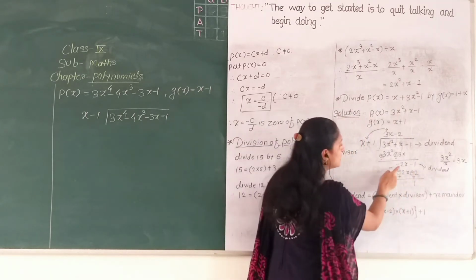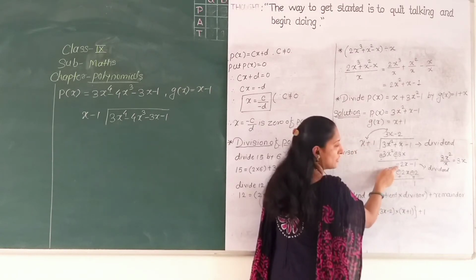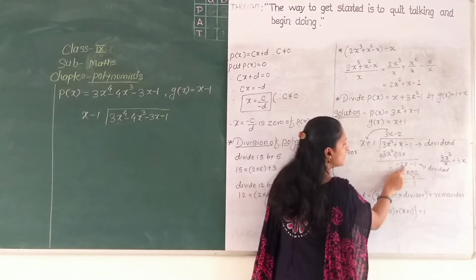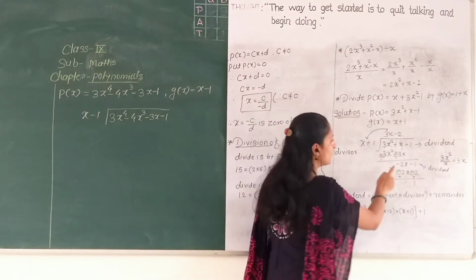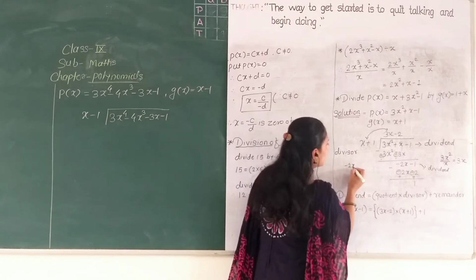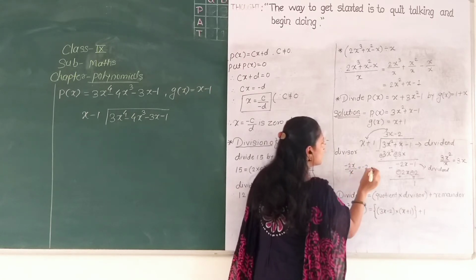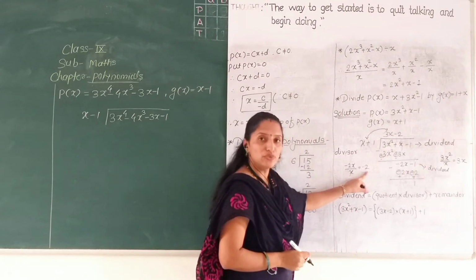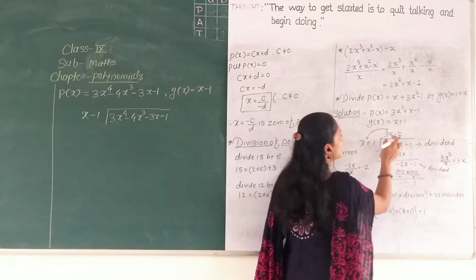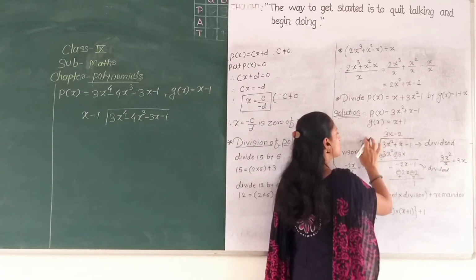Now we have to divide this new dividend by the divisor x plus 1 to find the quotient. Again divide the first term of the dividend by the first term of the divisor: negative 2x upon x. Here x and x cancel, so the answer is negative 2. That will be our second quotient. So the quotient is 3x, the first quotient, minus 2, negative 2.